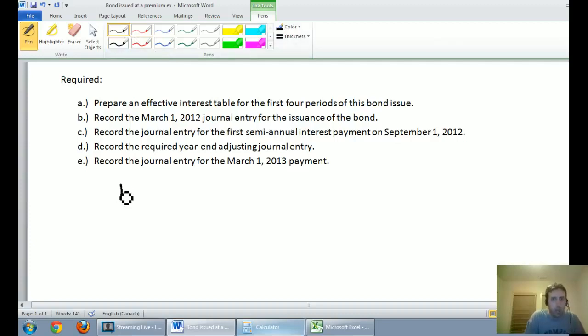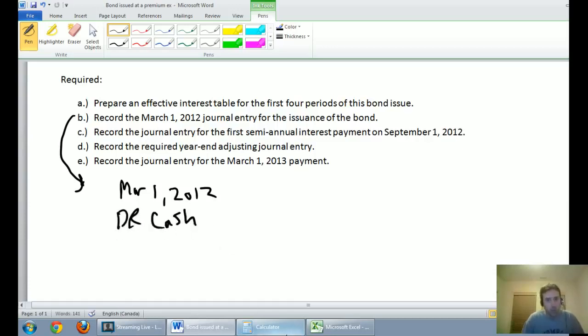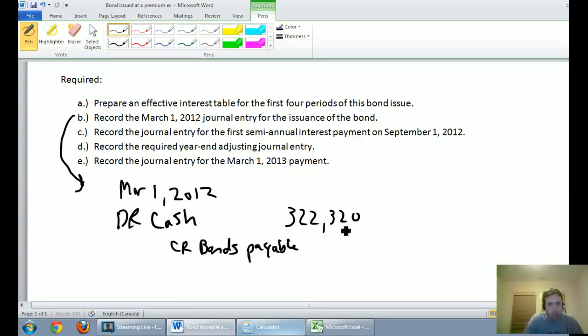So on March 1st, 2012, again, we're answering part B here, not part A. We'll do part A after. We're getting cash, and we get paid more than what our bond's face value is. We get paid $322,320. So I'm going to debit cash for $322,320. I'm going to have to pay back at the end of this bond $300,000. So I credit bonds payable for the face value of my bond. I'm saying I'm going to pay you back 300 grand. Then I say, okay, well, I'm missing a credit here. I'm missing a credit of $22,320.